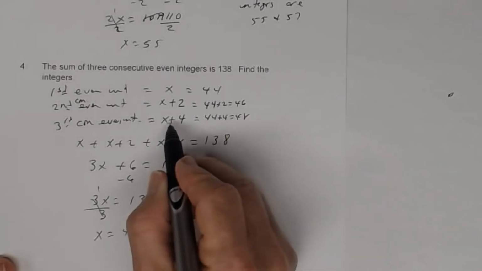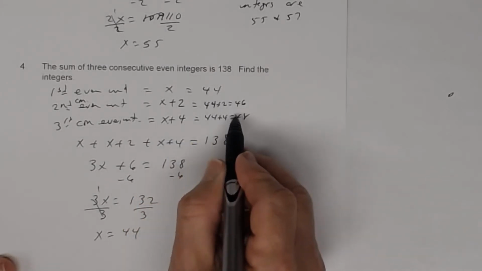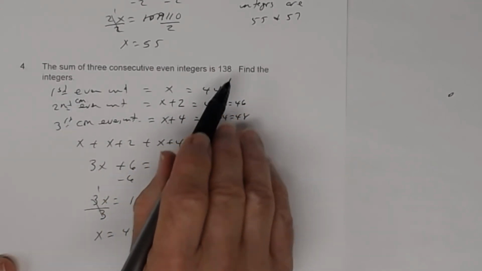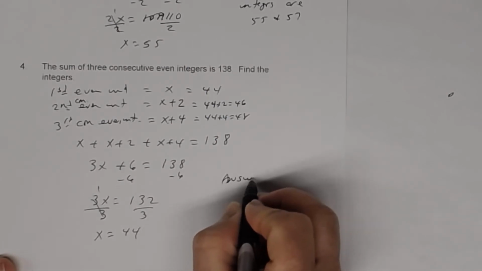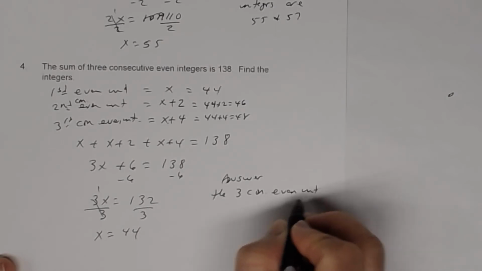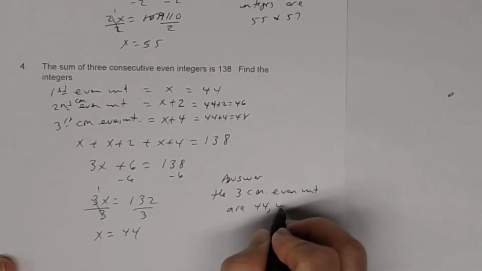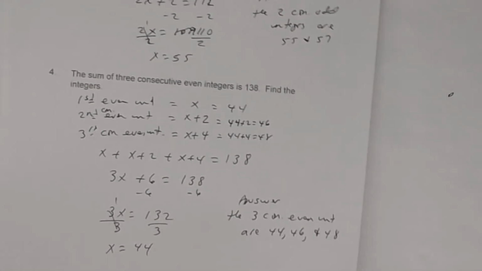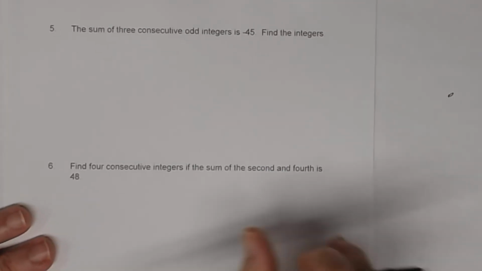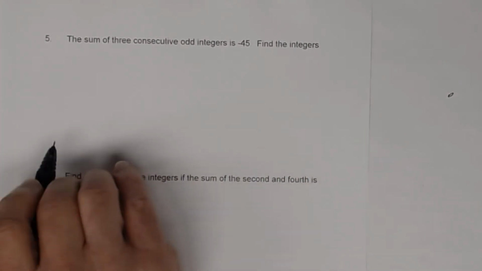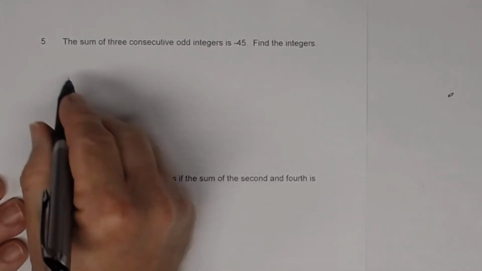In place of x, substitute 44. 44 plus 4 is 48. So those are your 3. This one's easy enough to check because you're just adding those. You should get 138. So your answer: the 3 consecutive even integers are 44, 46, and 48. All right, so that's number 4. Okay, let's look at number 5. The sum of 3 consecutive odd integers is negative 45 this time. So this time it's negative, and we're dealing with consecutive odd. So do the same thing.